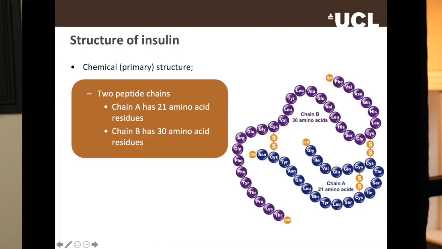What is the structure of insulin? It is shown on the slide in front of you. Insulin is a dipeptide chain, so two peptide chains that are joined together. I'm going to look at that in just a second. Chain A has 21 amino acids, chain B has 30 amino acids.